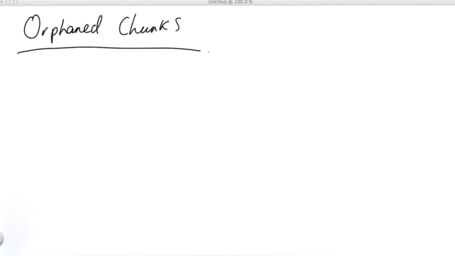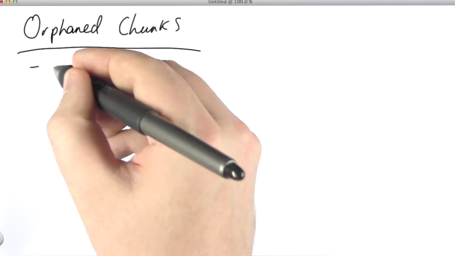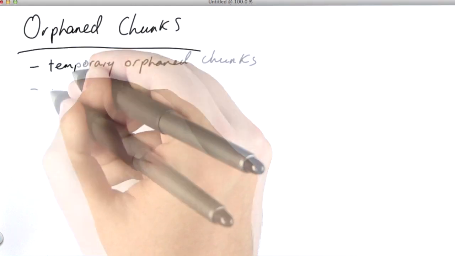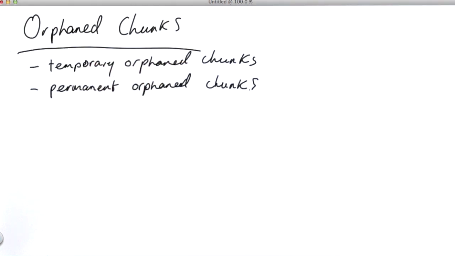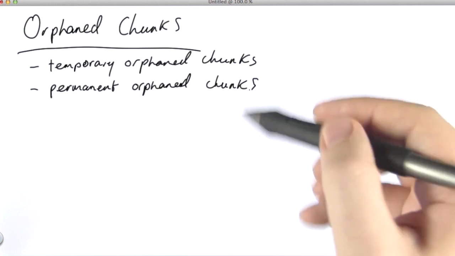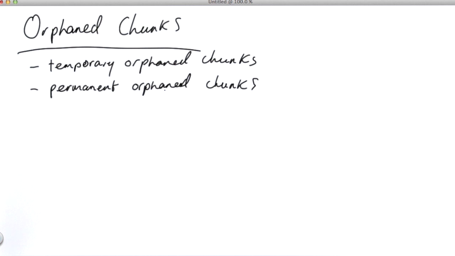In this module we're going to talk about orphaned chunks, and orphaned is the name we've given them. It'll soon become clear why they are named as they are. First of all, there are two basic types of orphaned chunks: temporary, and then permanent. We'll draw out a quick diagram of a sharded cluster and explain how the two different types come into being. So let's do that.